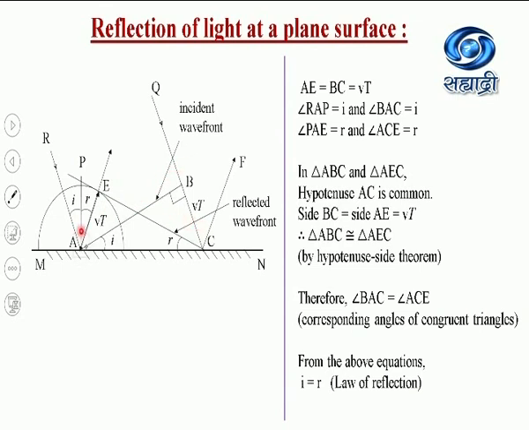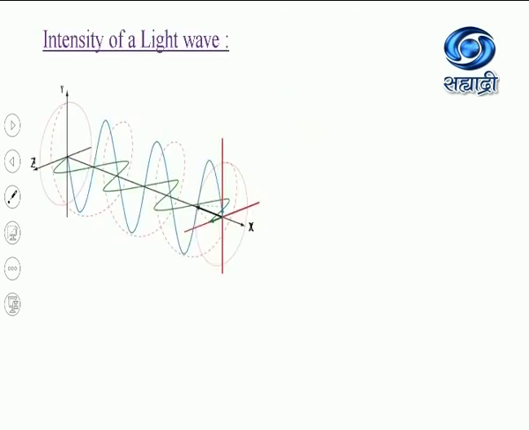So we can say that AB is equal to CE, or the length of the incident wavefront is equal to the length of the reflected wavefront. So we can say that if AB is any linear object, then the image after reflection will have the same size as that of the object.